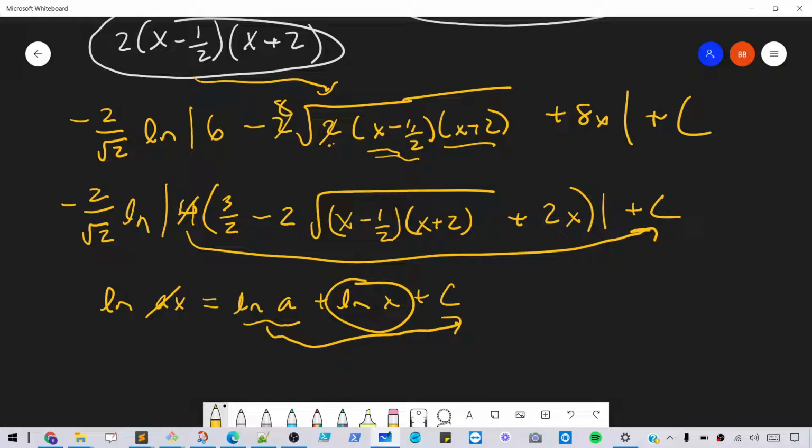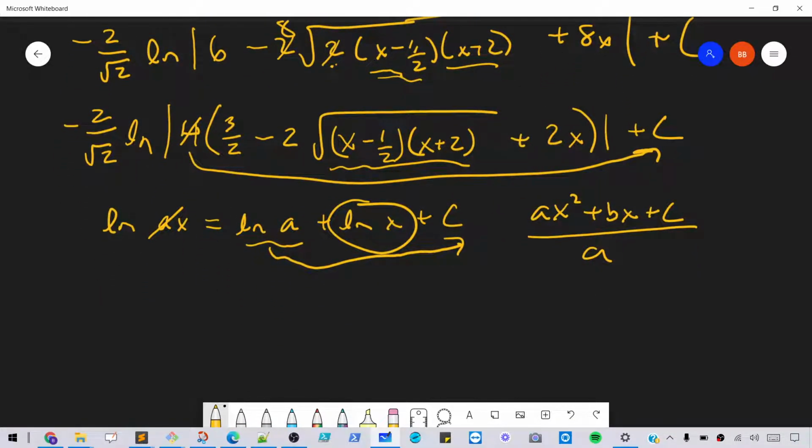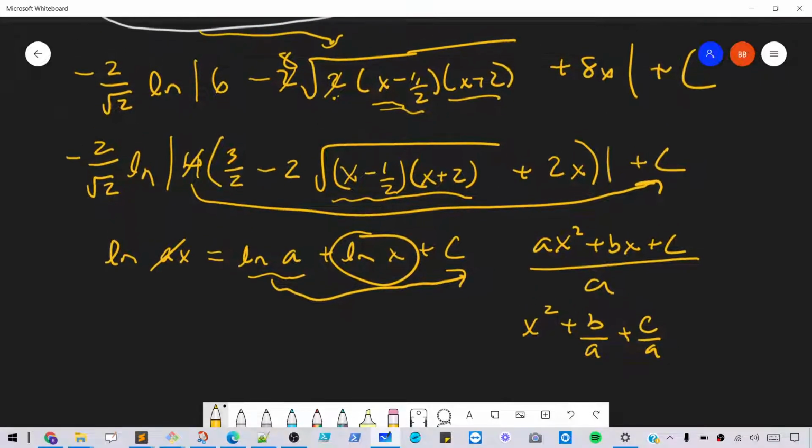Then the reason I wanted to get it like this, so you notice now we have just a product of the roots. In the original polynomial, basically what we've done is we've essentially divided through by a. And we have something like x squared plus b over a x plus c over a. So we have our polynomial in that form.